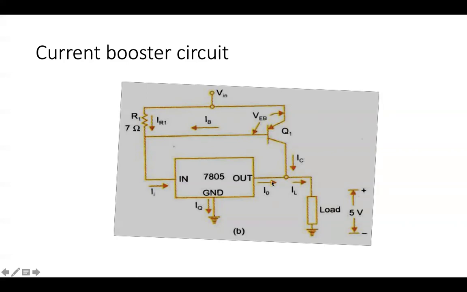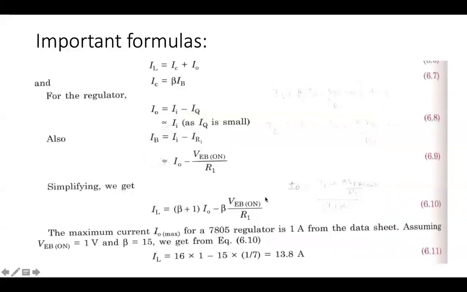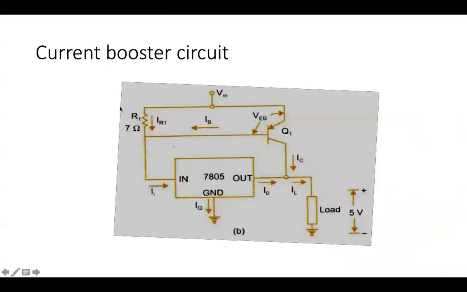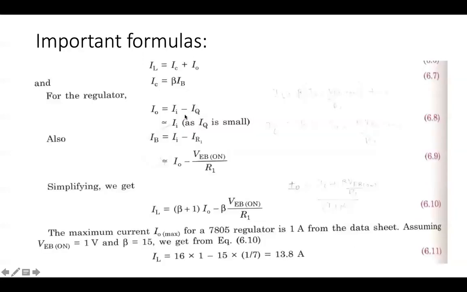So as of now, you can remember that the output voltage from this IC, 7805, and the collector current both combine, and it appears across the IL. Now I naught is equal to input current II minus IQ. So this is approximately equal to the input current because IQ is very small. And IB is equal to II minus IR1, so the current across resistor R1. So that is IB.